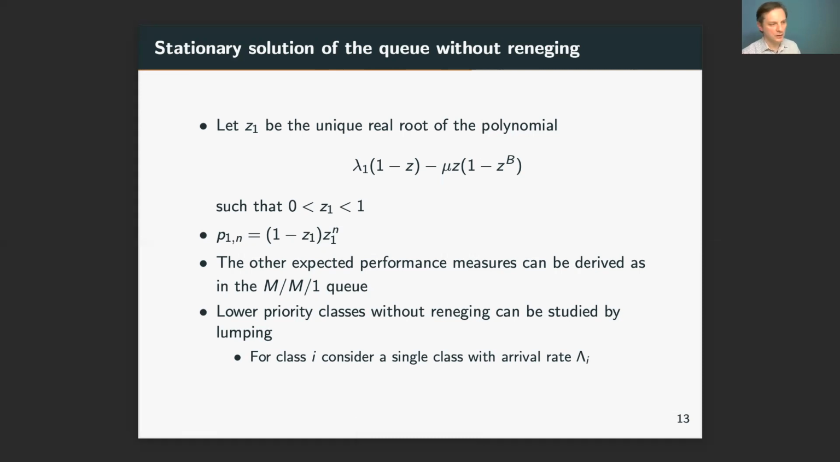Once we have z1, numerically solving the root of this polynomial, we can derive the expected performance measures for the highest priority class, like in the M/M/1 queue. For the classes with lower priority without reneging, we can actually lump the classes from priority 1 to i, so we aggregate the arrival process and we study the queue with that aggregated arrival process. And this gives the solution for the system with those classes.